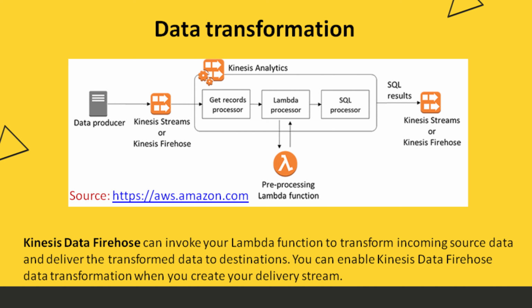Kinesis Firehose has support for streaming data transformation and supports conversion to formats like Parquet or ORC before sending into data stores. Firehose can also keep a backup of the original data in S3. It's a native service, so it has those capabilities.